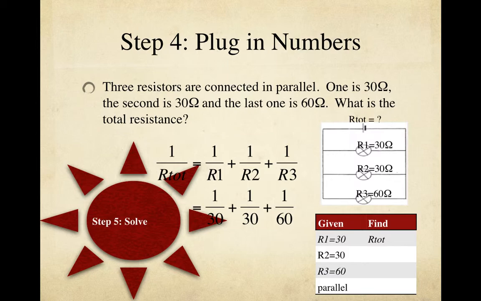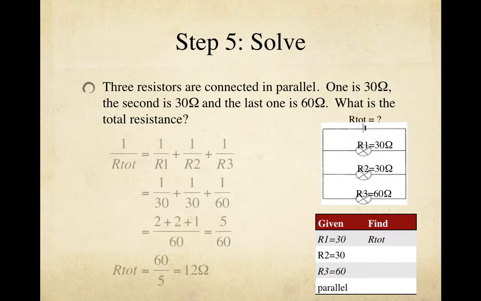Of course, 30 and 60 make the math kind of easy to find the common denominator. So 60 is the common denominator. And here's what I'm going to do. 30 goes into 60 twice. 2 times 1 is 2. And I've got another 2 from the second 30. And finally, I've got 1 over 60. So 2 plus 2 plus 1 is 5. And so 1 over our total is 5 over 60. But I'm not interested in 1 over R total. I want R total. So R total equals the inverse of 5 over 60, or 60 over 5, which is 12. And indeed, the correct answer is 12 ohms.